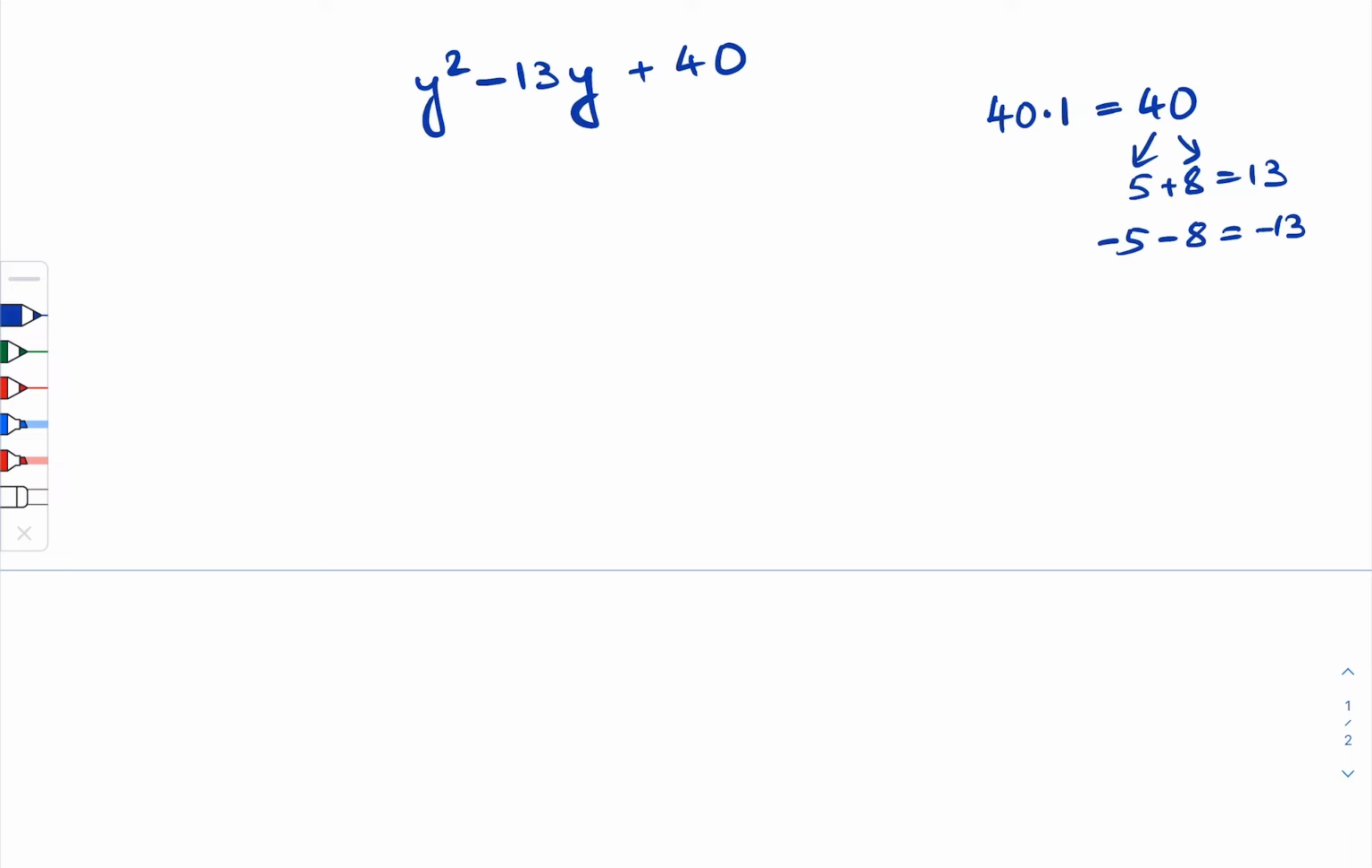So now I'll go ahead and rewrite this expression as y squared minus 5y minus 8y plus 40. Now I have 4 terms, so I can factor by grouping.